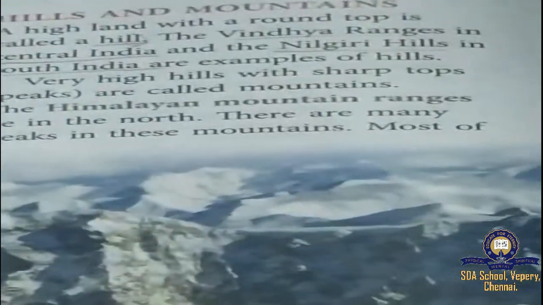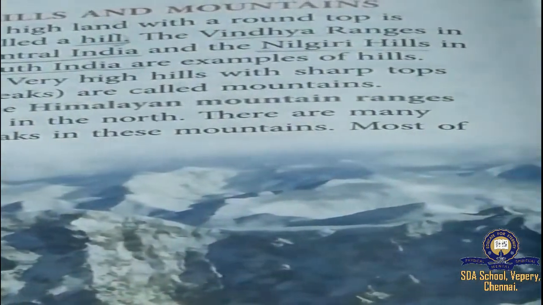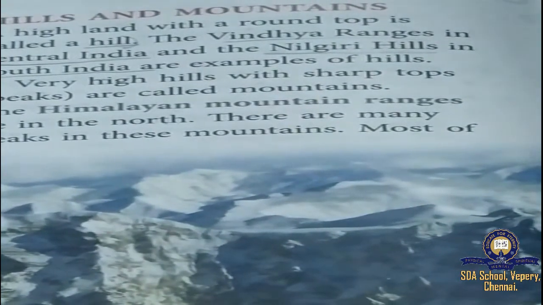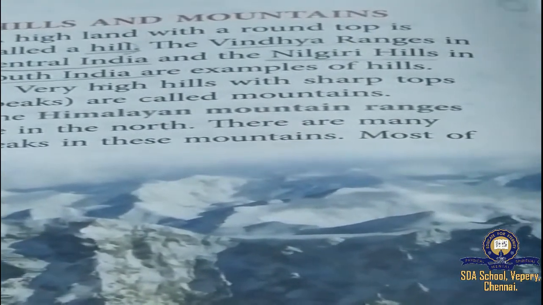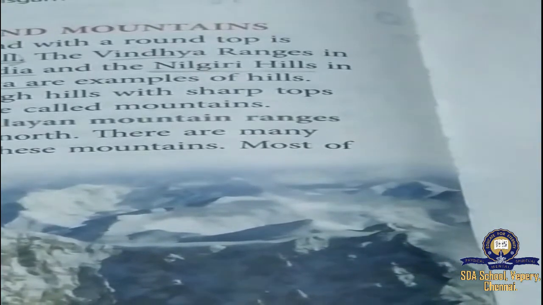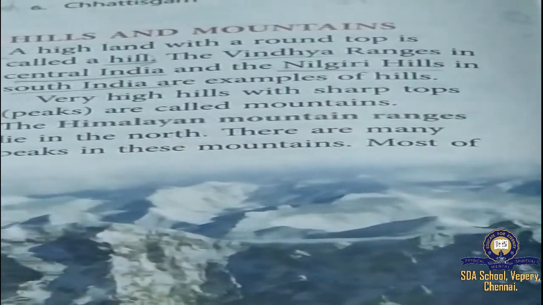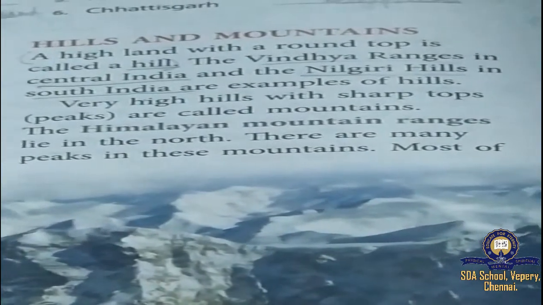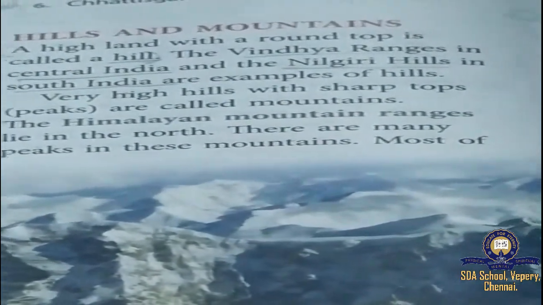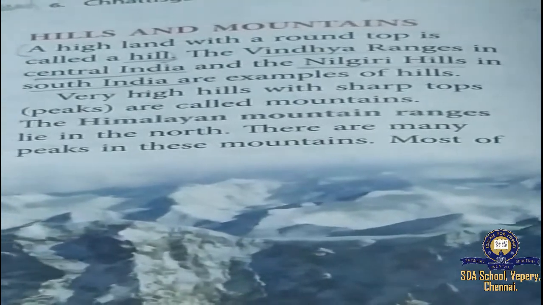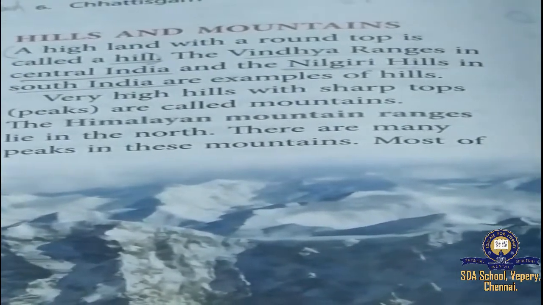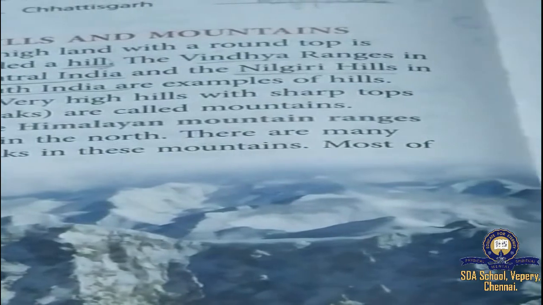And what are hills? A high land with a round top is called a hill. Examples are the Nilgiri Hills and the Vindhya Ranges. And what are mountains? Mountains are very high hills with sharp tops. An example is the Himalayan mountains. Where are they? They lie in the north.